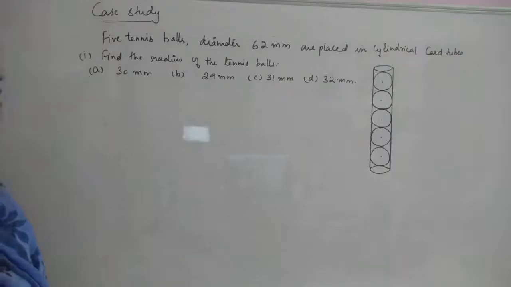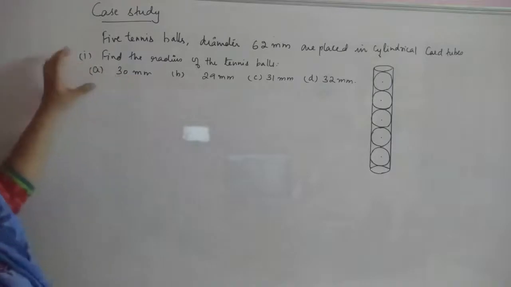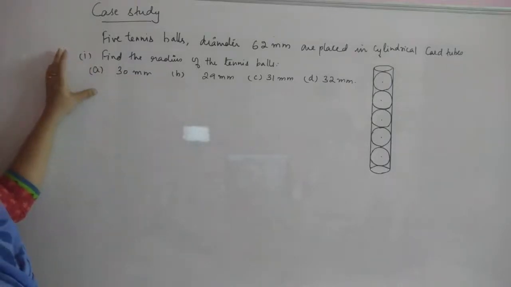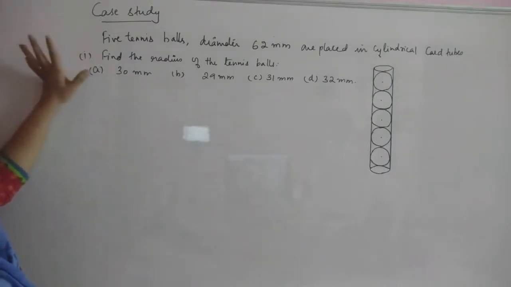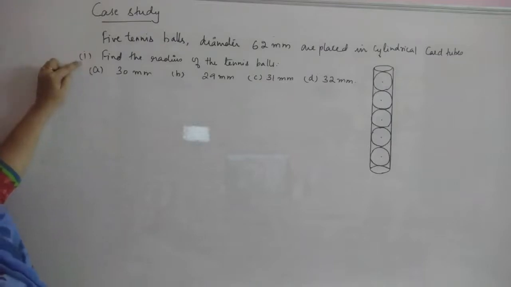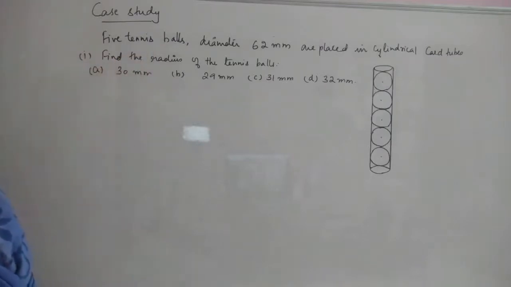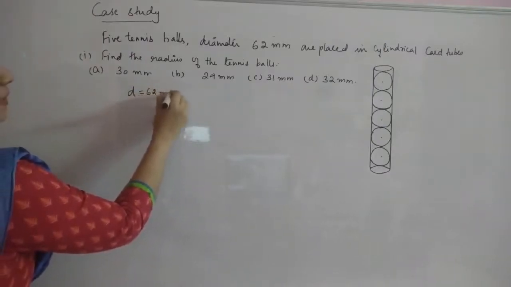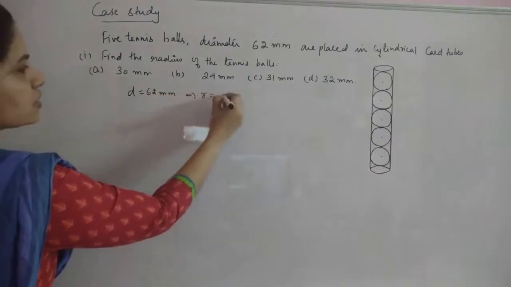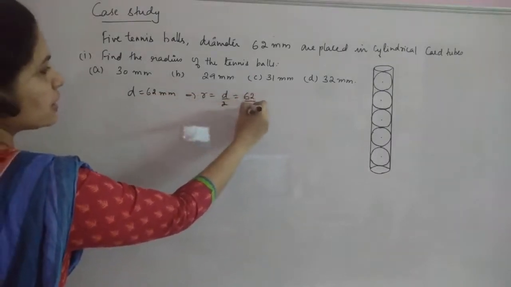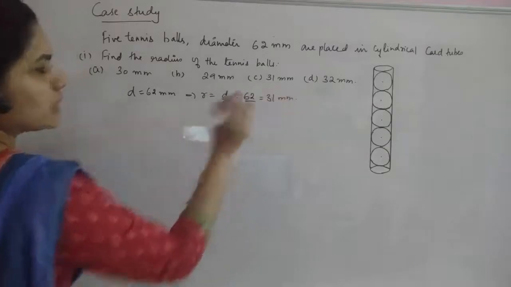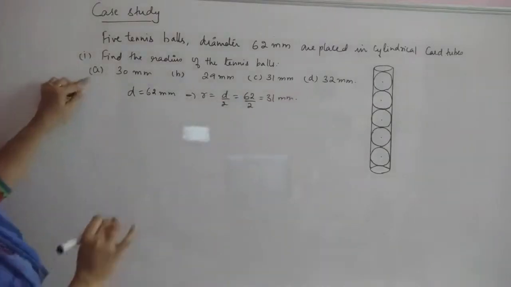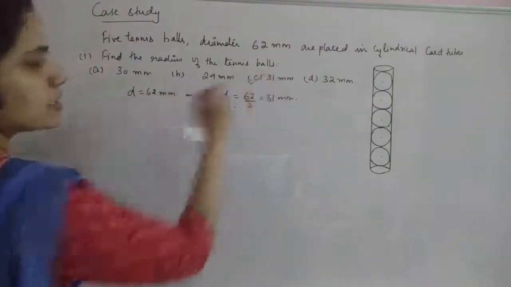Tennis balls of diameter 62 mm are placed in cylindrical tubes, and you have been given a figure. You have to find the radius of the tennis ball. That is the first subdivision of this question. What is given? Diameter is given, 62 millimeter. So radius is equal to diameter by 2. You will get 62 by 2, which is 31 mm. That is very easy to find, right? So your answer is option C.